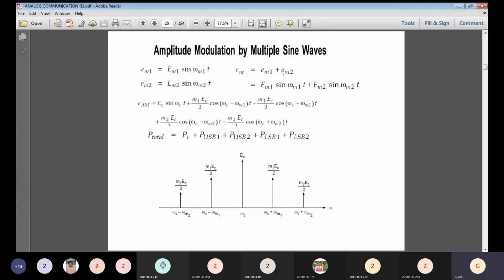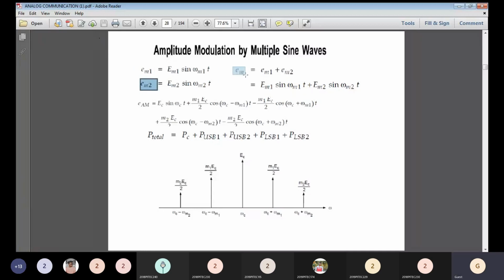Instead of a single waveform, if we have more than one waveform, more number of waveforms, all the waveforms can be modulated by using a single carrier. The first one is EM of T. So here we have taken two different message signals, message 1 and message 2. More signals are available here.